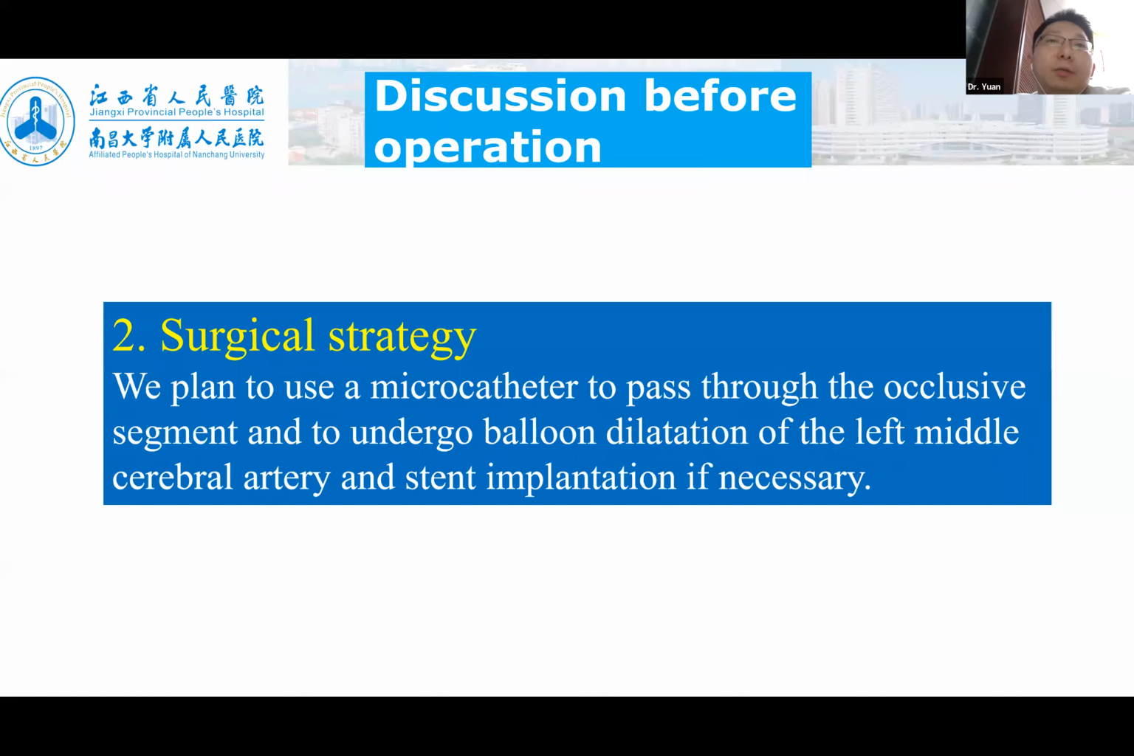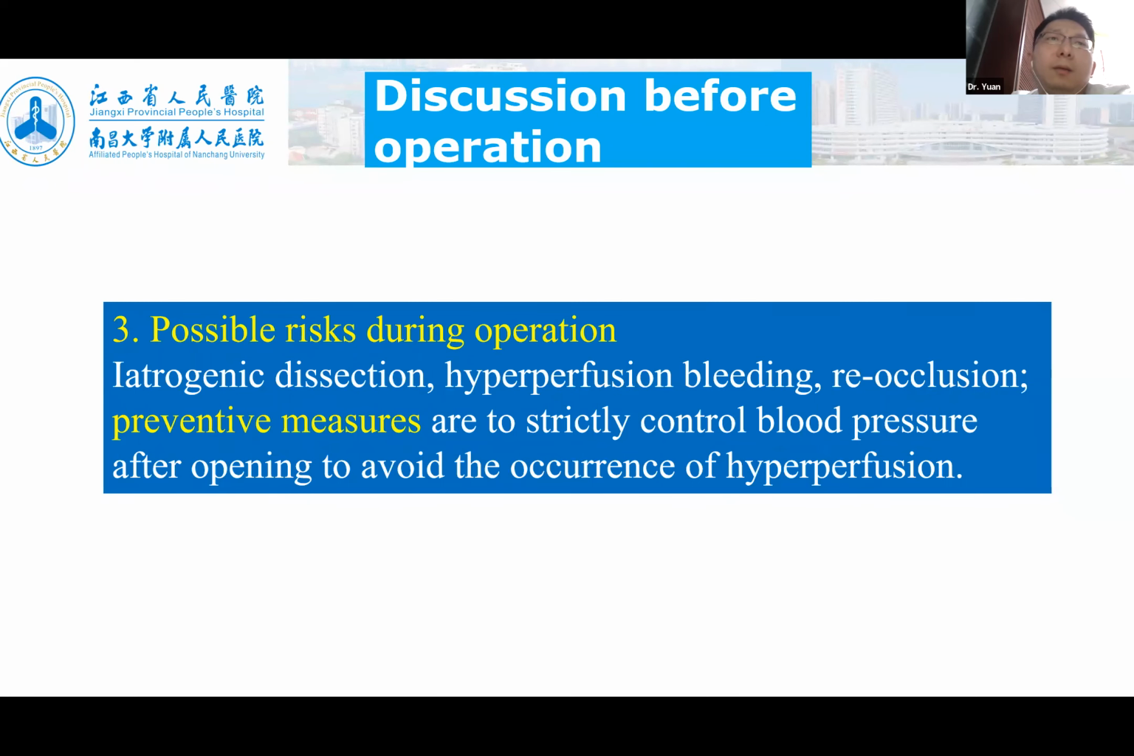And for the surgery strategy, we plan to use a microcatheter to pass through the occlusive segment and to undergo balloon dilatation of the left middle cerebral artery and stent implantation if necessary. The possible risks during the operation are surgical dissection, hyperperfusion, bleeding, and reocclusion. Preventive measures are to subjectively control blood pressure after opening to avoid the occurrence of hyperperfusion.